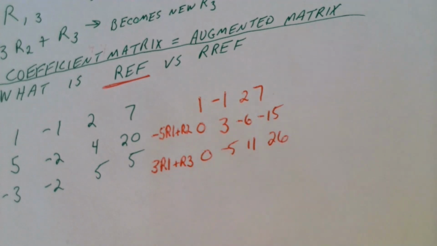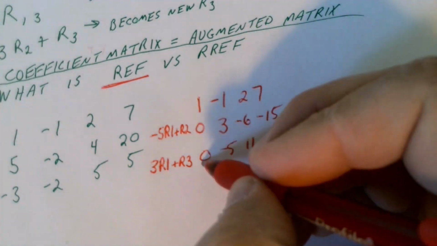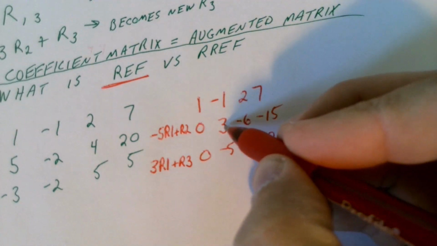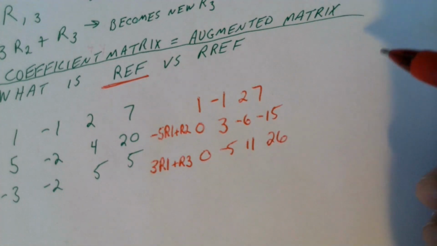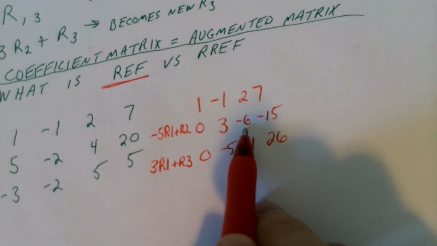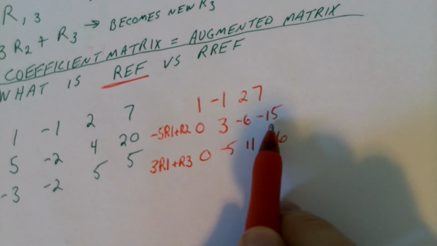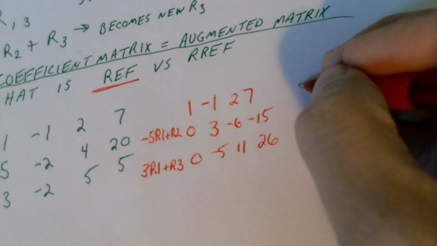Okay, so here we go. Let's see if this follows along. So I got 1, 0, 0. Now I need to get this to be a 1. Now, one of the things that I can do is, oh, look at that, that's divisible by 3, and that's divisible by 3. I'm just going to divide my entire second line by 3.